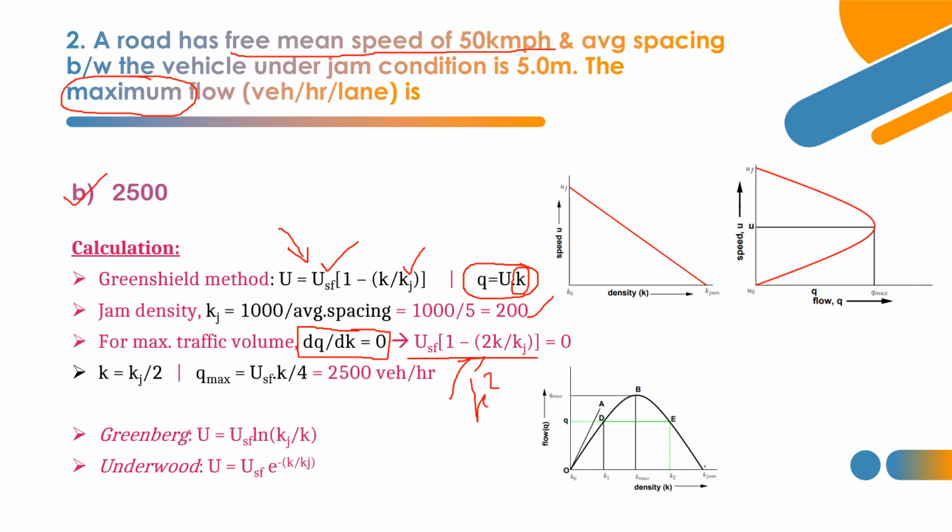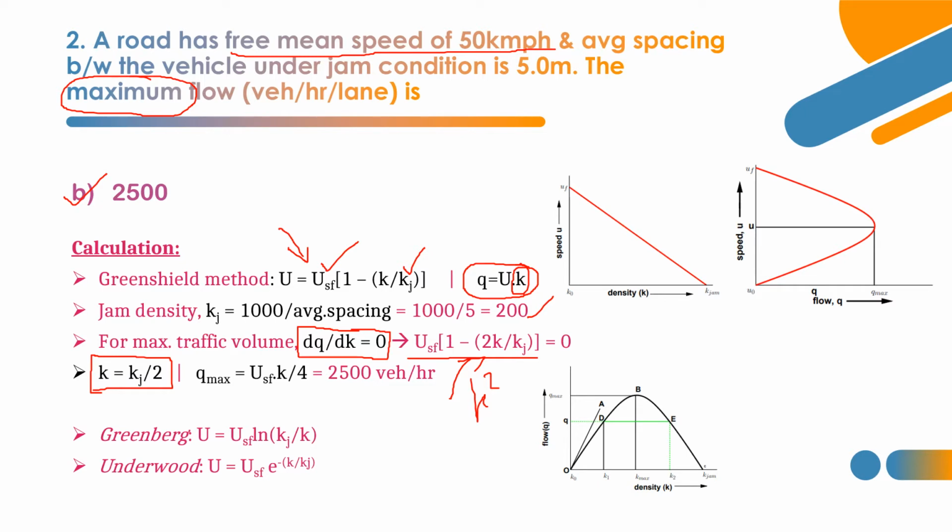So we can rearrange this to form this formula: K is equal to Kj by 2. Under normal condition, the density is half of the jam condition. Under normal condition, density is nothing but half of jam condition. We can remember this equation also.